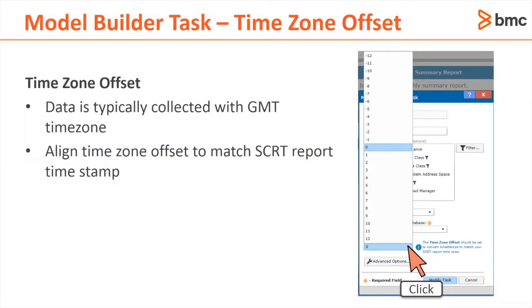Looking a little deeper at the time zone offset, the data collected for COSI typically has the GMT time zone timestamp. The time zone offset allows you to align the data to match the timestamp of your SCRT report. Click the time zone offset and select the number of hours needed to align the data.